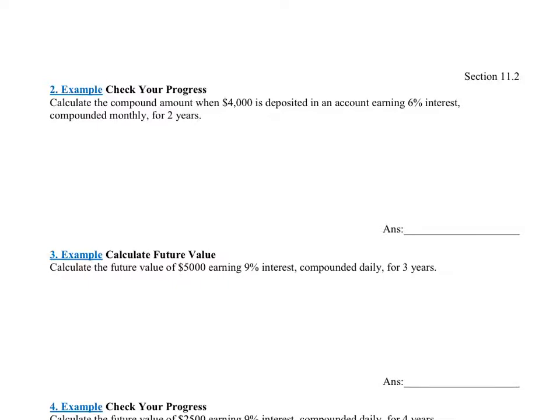All right, looking at our second example here, it says we want to calculate the compound amount. Right now that tells me that I'm going to be using the compound interest formula, A equals P times (1 plus R over N) raised to the NT. When $4,000 is deposited in an account earning 6% interest compounded monthly for 2 years, so that $4,000 is my initial investment P. That interest rate is 6%, so we're going to put R equals 0.06. Compounded monthly, because it's monthly, I know that my compounding period is 12, for 12 times a year, and the time that we want it for is 2 years.